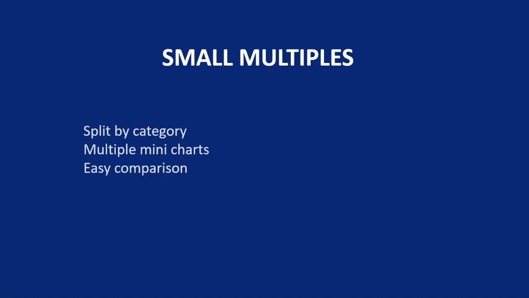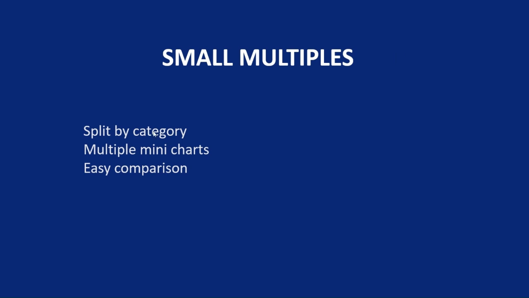Another powerful feature is small multiples. This allows you to split your data by category and create multiple mini charts. For example, instead of one cluttered chart, you get separate charts for each category. This makes comparison much easier.